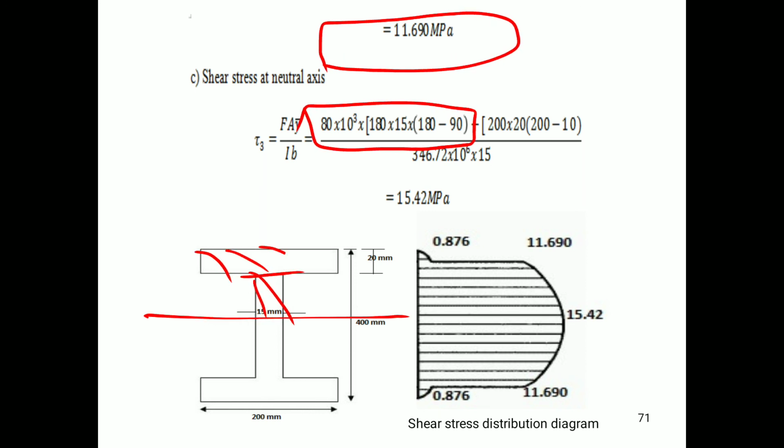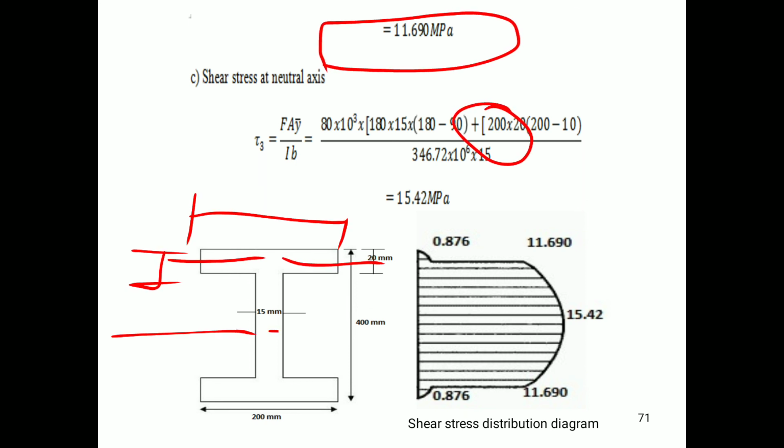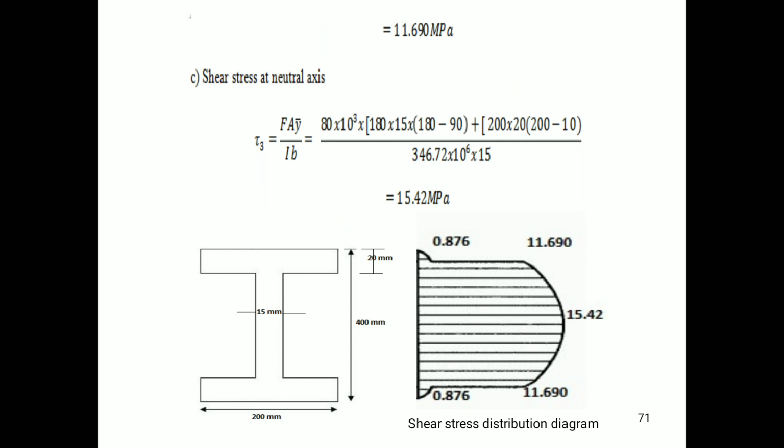Now we will concentrate on the flange section. For the flange section we have the area as discussed earlier, 200 into 20. And the distance between the entire section neutral axis and the one on which we have concentrated is nothing but 200 minus 10, which is 190. Therefore this is the value of A Y bar for both sections.